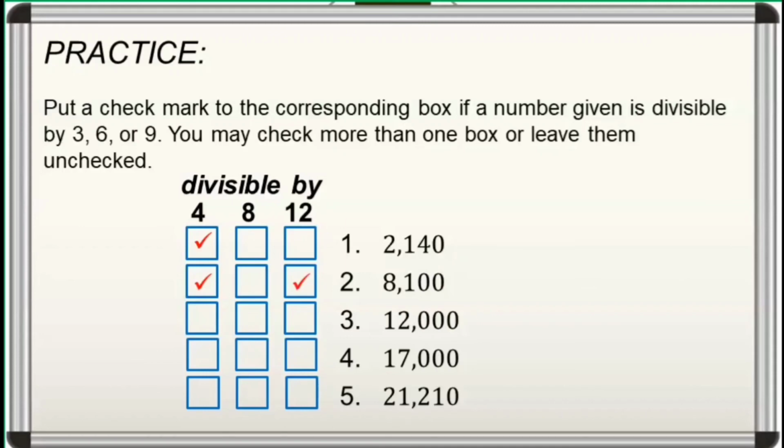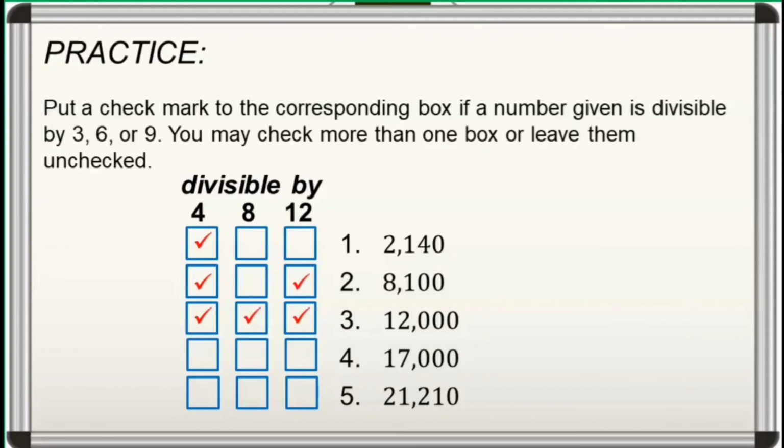For number 3, its last two digits form the number 0, so the given number must be divisible by 4. Also, its last three digits form the number 0, so again, the given number is divisible by 8. The sum of its digits is 3, which is divisible by 3. Since the given number is divisible by both 3 and 4, then it must be divisible by 12.